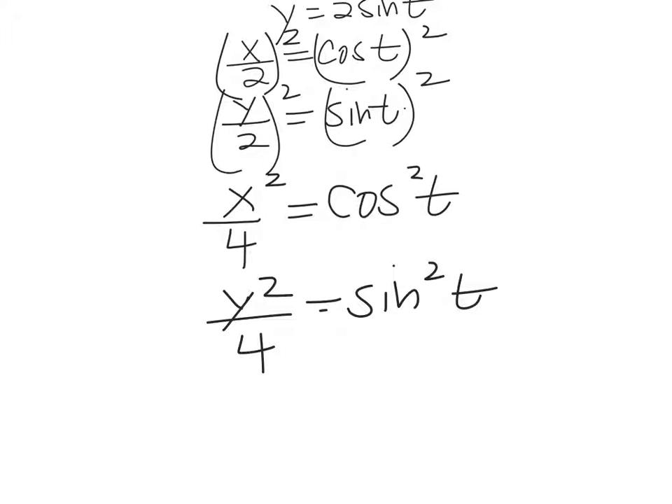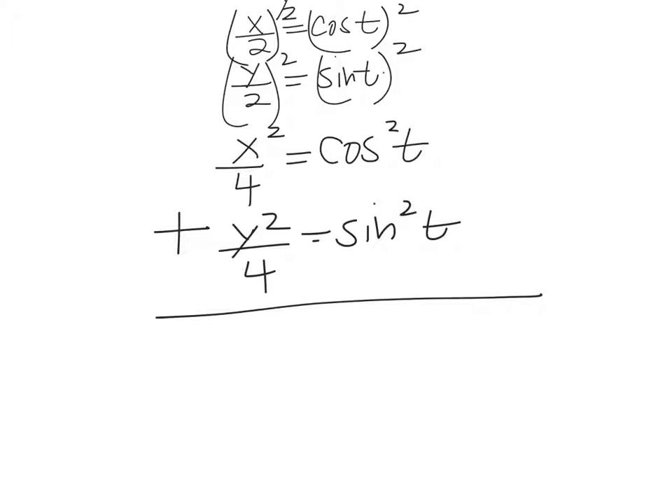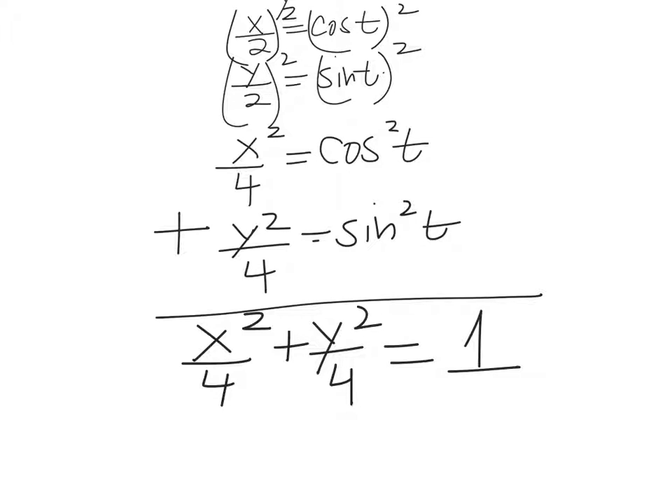And then y squared over 4 equals sine squared t. And then check this out. Let's take these and add them up. You get x squared over 4 plus y squared over 4 equals cosine squared plus sine squared, which is 1. Multiply everything by 4 to get rid of the denominator. There it is. So cosine squared plus sine squared equals 1.